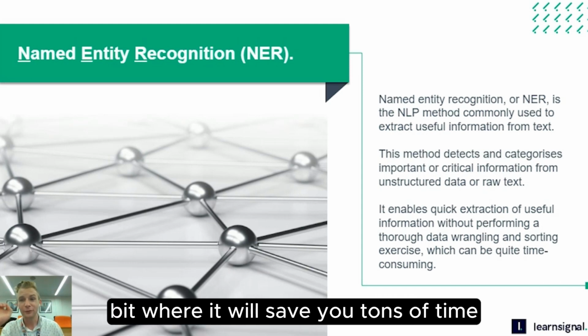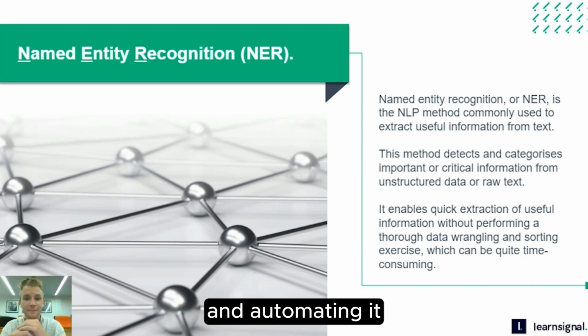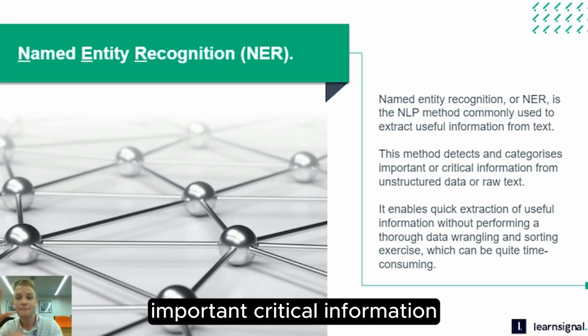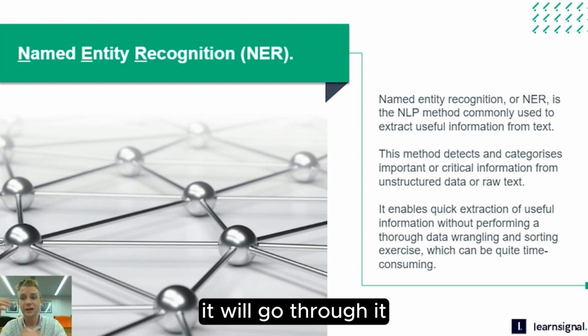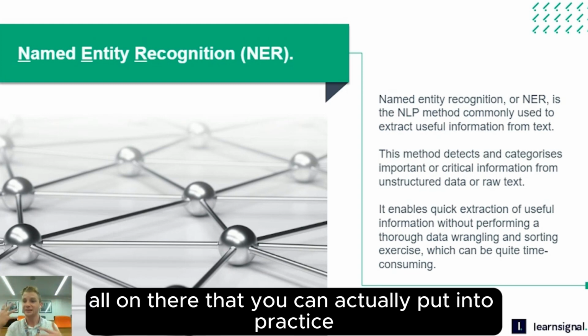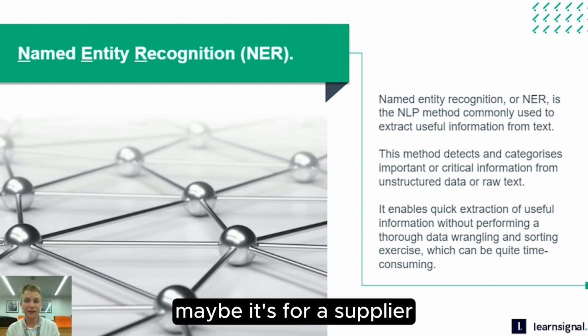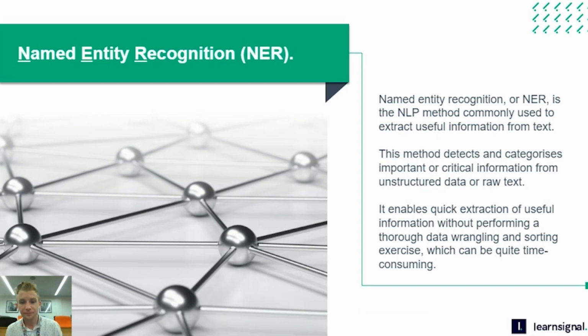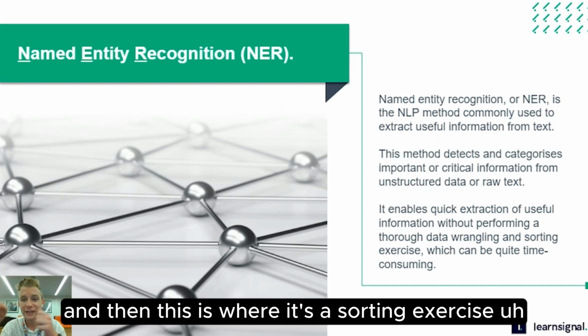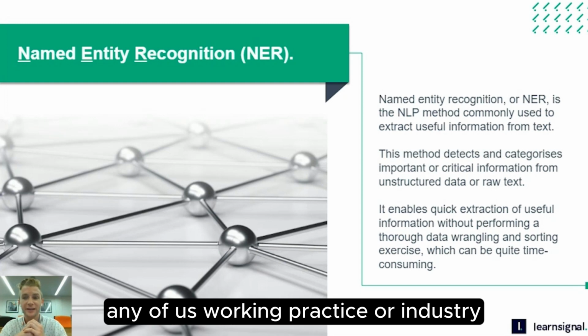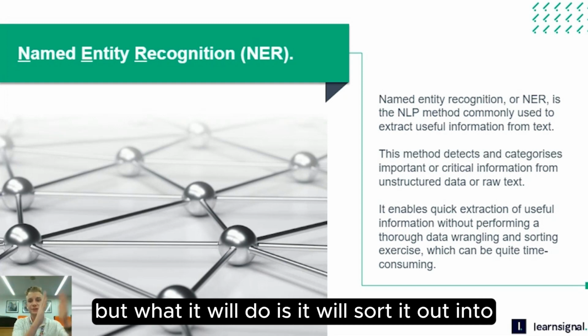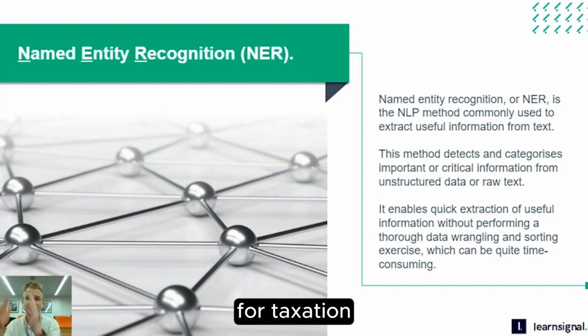But this is the key bit where it will save you tons of time through automation: it detects and categorizes important, critical information from the data and the raw text. It will go through it all so that you can put it into practice. Maybe it's for a supplier, maybe for a contractor. This is a sorting exercise, which in the past would be quite time consuming for any of us in working practice or industry. What it will do is sort it out into: here are all the areas for taxation, here are all the areas for auditing.